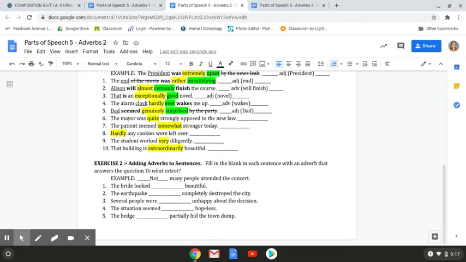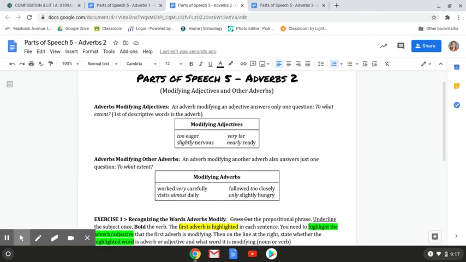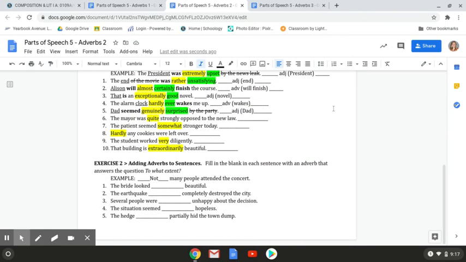Make sure that you are following every step and doing all of them correctly. Exercise 2, you're simply adding adverbs to sentences. So the bride looked blank, beautiful. Okay, how beautiful? Because we know that adverbs modifying adjectives or other adverbs only answer to what extent or how. Okay, so the bride looked how beautiful? How about extremely beautiful?